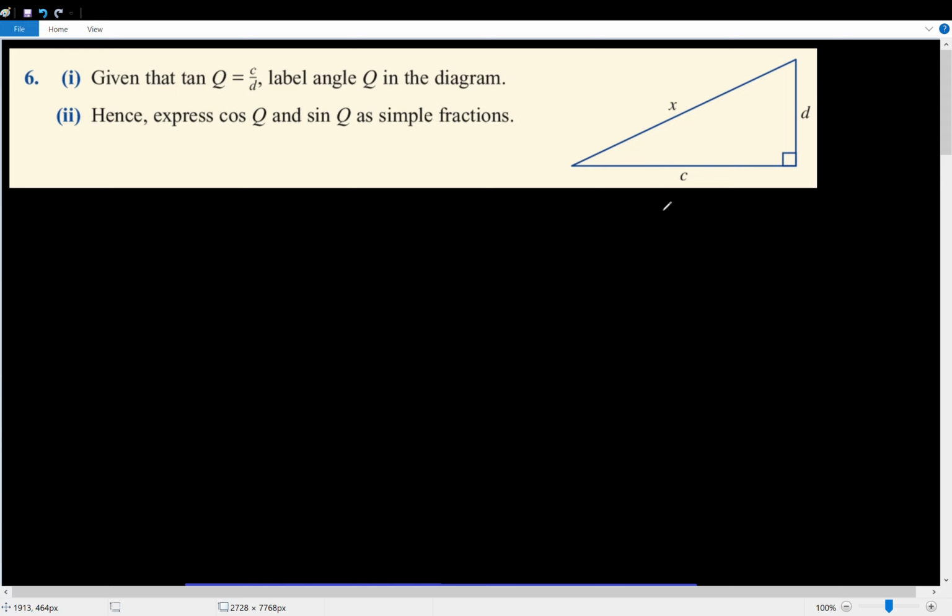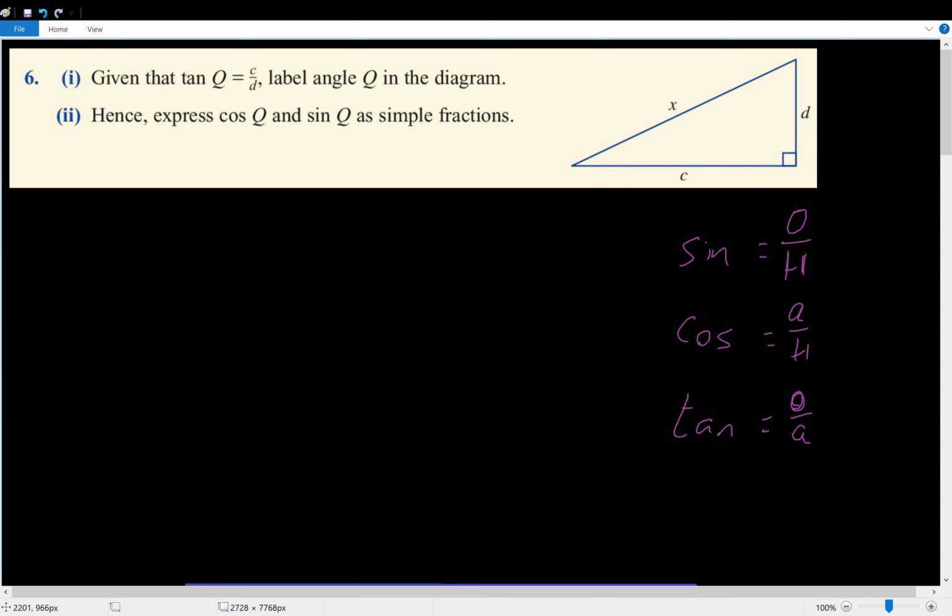So let's just recap real quick how we calculate sine, cos and tan. Sine is opposite over hypotenuse. Cos is adjacent over hypotenuse, and tan is opposite over adjacent.